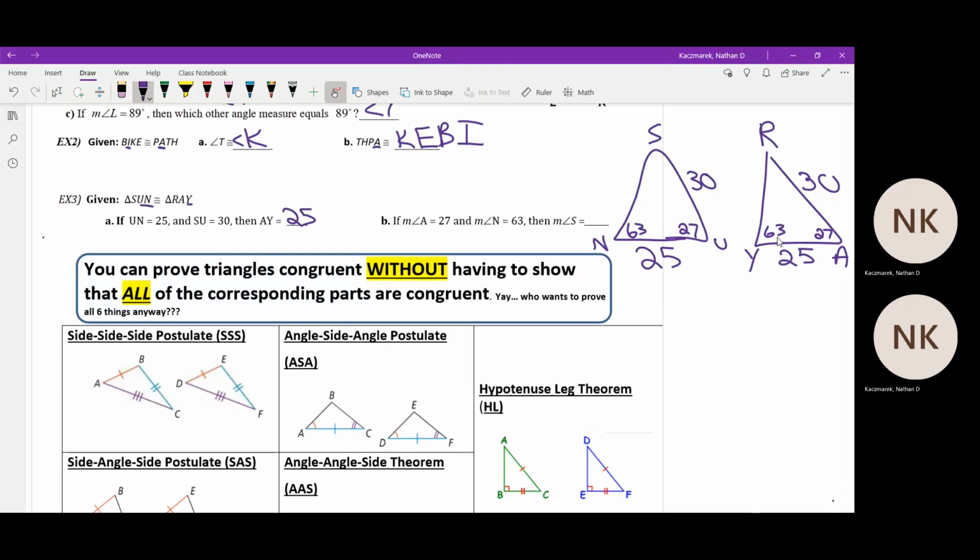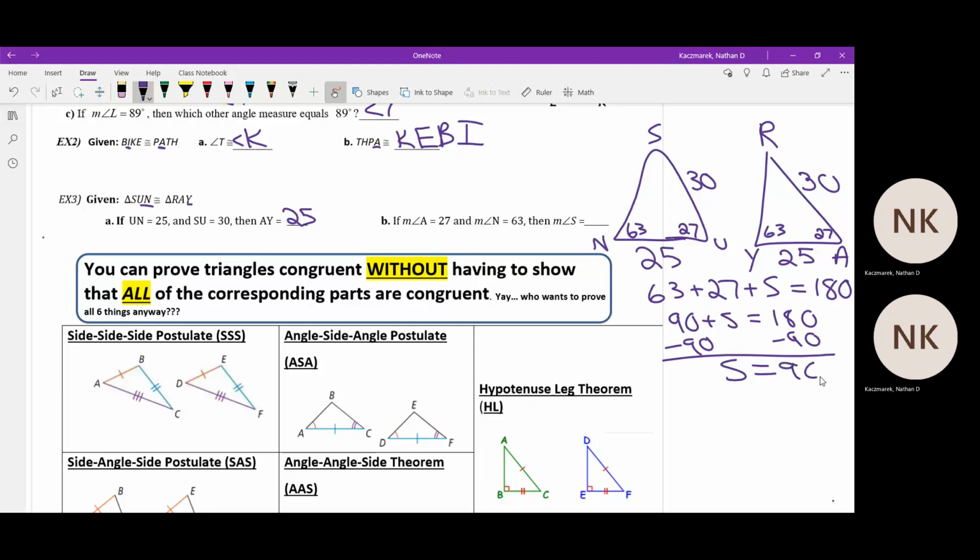But it wants to know what S is. We don't know what R is or S is, but we have two angles inside my triangle. We know how to solve to get that last one. So we go 63 plus 27 plus S equals 180. All angles added together in a triangle are 180. This is going to be 90 plus S equals 180. Subtract 90 to get S by itself. We get that S equals 90.